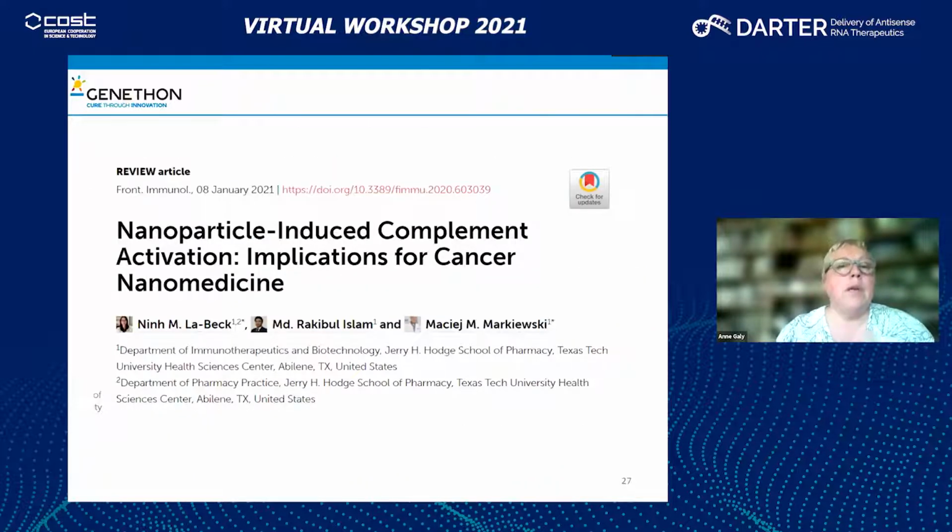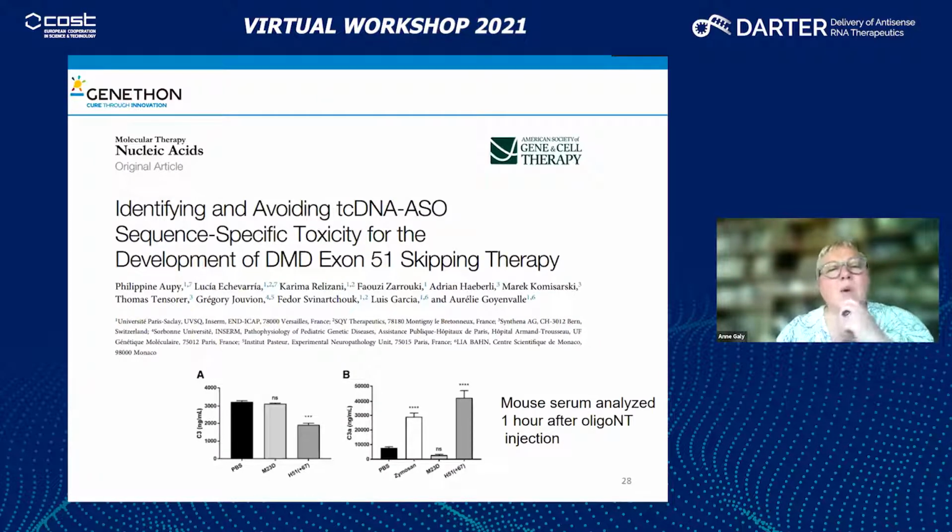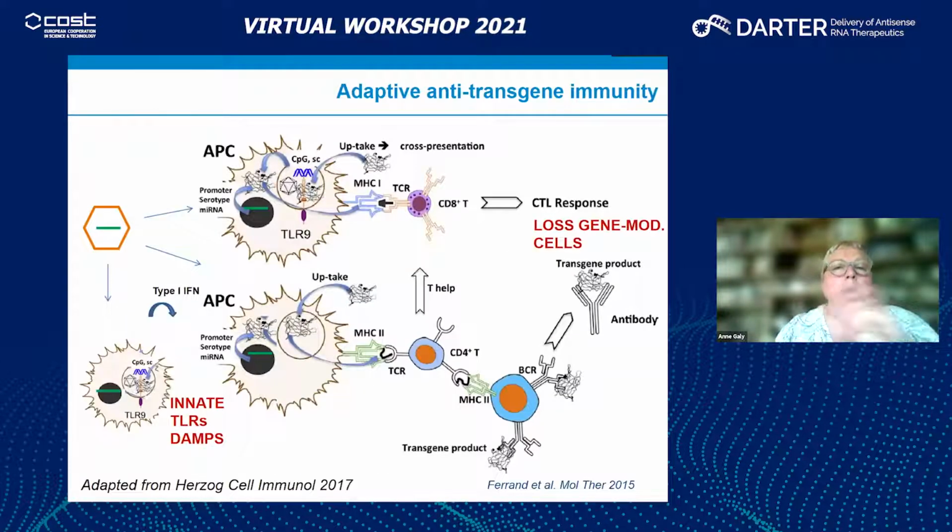Now, of course, we know that we can induce complement activation when we use nanoparticles. This is a recent paper that came out in Frontiers in Immunology, where they describe the induction of complement in the context of cancer nanomedicine. So in fact, this could be useful in this context. But I would also like to cite Aurélie's work, who has identified that certain types of nucleic acid sequences can also induce complement activation, even though in this case the response was very rapid. So this is probably a different mechanism than what we've shown before, probably at least partly linked to antibody-mediated activation.